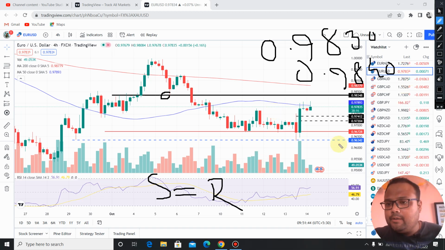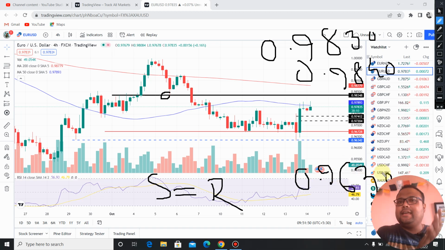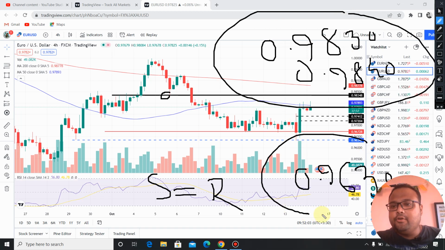And at the bottom we have got 0.9630, that we have been talking about for the last couple of days. So 0.9830 is standing at the top as resistance, and 0.9630 is standing at the bottom as support. So this is the range of EUR/USD right now. It's a huge gap of 200 pips. It's not a matter of jokes.